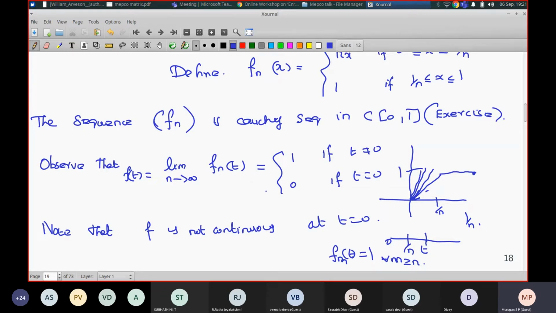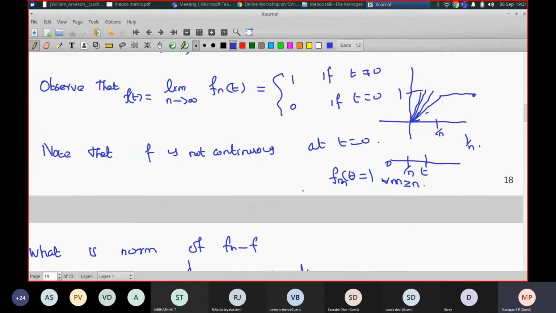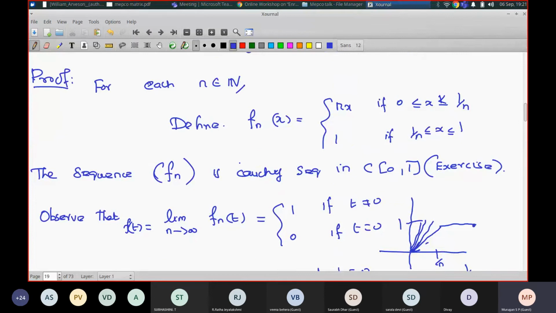Okay. Note that f is not continuous at t equal to 0. Why? Because if you take any sequence which converges to 0, then f is the constant 1. But f of xn does not converge to f of 0. Therefore, this is not a continuous function. Clearly, this function is not continuous, right? f is not continuous. But f1 is a Cauchy sequence.